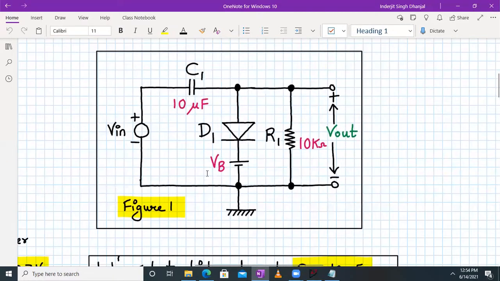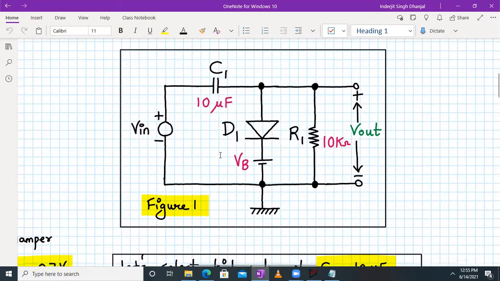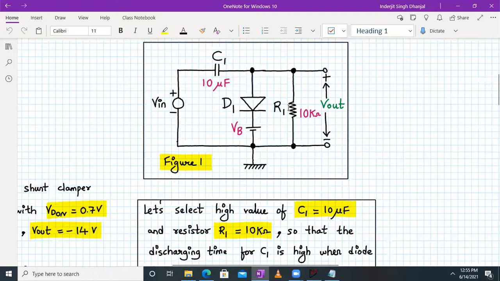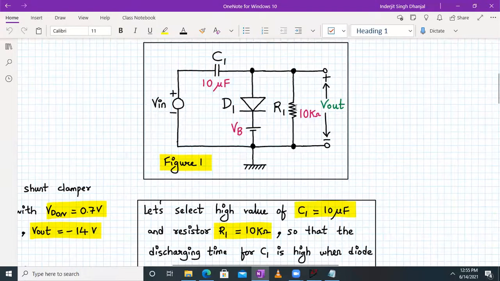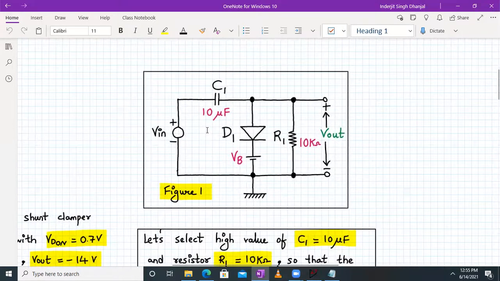So here is my negative clamper. It is a biased negative clamper because we have applied a DC bias over here. And now with the help of analysis, we have to find out the amount of DC bias we have to apply. So this is our proposed circuit. C1 is 10 microfarad, R1 is around 10 kilo ohms. Diode it is there, and we have a bias supply. We have selected the values of R1 and C1 as 10 microfarad and 10 kilo ohms so that the discharging time for the capacitor C1 is quite high when the diode is off. So that is what we want.